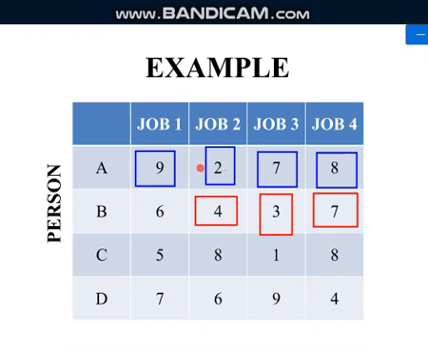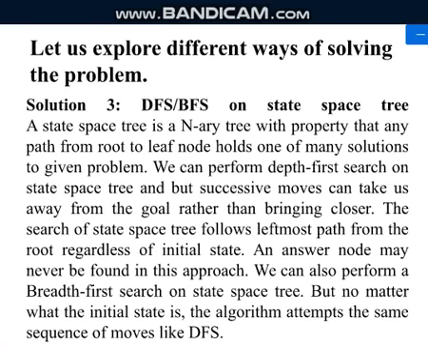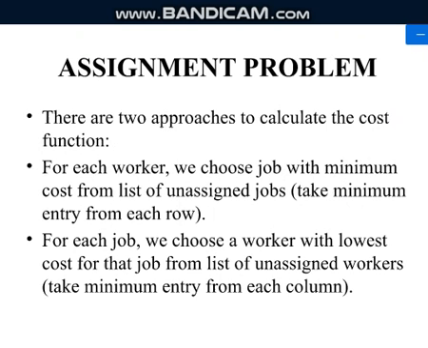Or what I can do is, I can first check with job 1. Okay, so job 1, what are the values? 9, 6, 5 and 7. So among these, which one is the least one? 5. So I can do it in two different possible ways. So that is what is told here. Okay, either row wise or column wise. So row wise is nothing but with unassigned jobs. So for a worker, you are considering the worker, and for that worker you are assigning the least value among the unassigned jobs.